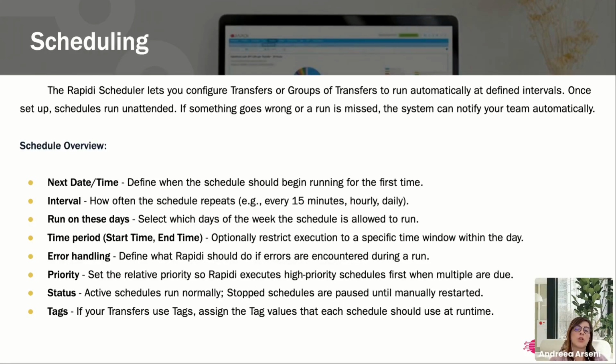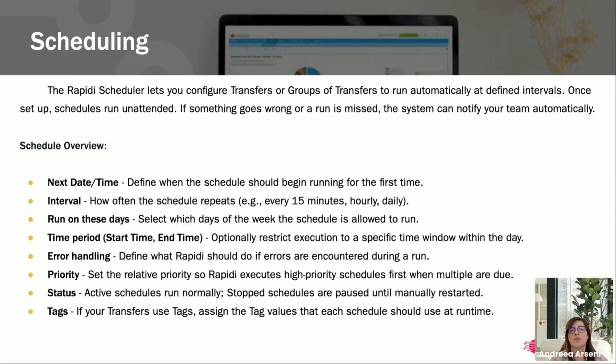Another point here is what we call stopped schedules. Those are inactive schedules. They are no longer active, they are not running. They have been paused, right? And for them to run again, you have to go back to those schedules and restart them. So they will stay there idle until you actually go back and activate them.